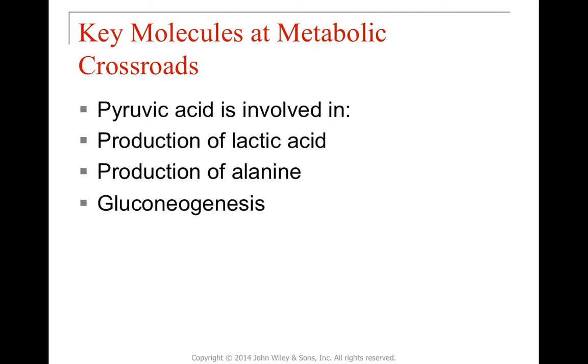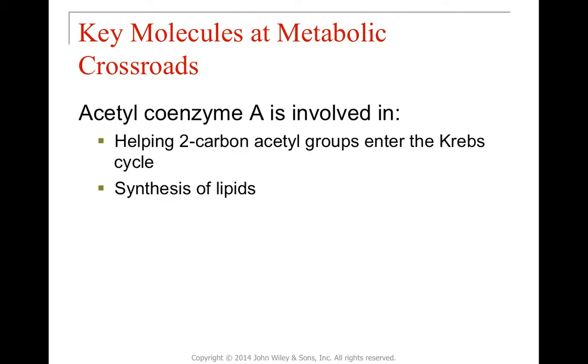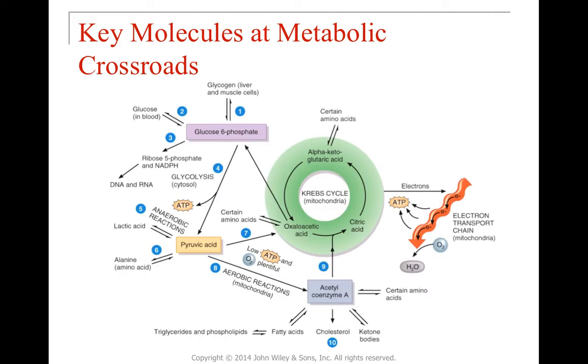We can use it to create new glucose molecules, right? And then we can also send it into the next stage, as we can turn it into acetyl coenzyme A and send it into the Krebs cycle. Acetyl coenzyme A is important in helping any of the 2 carbon acetyl groups enter into the Krebs cycle. So remember, we lost that 1 carbon molecule, like carbon dioxide, so we went from a 3 carbon chain down to a 2 carbon chain. And these 2 carbon chains with acetyl groups on them are going to enter into the Krebs cycle. Acetyl coenzyme A is also involved in the synthesis of lipids. So these are very important metabolic molecules.